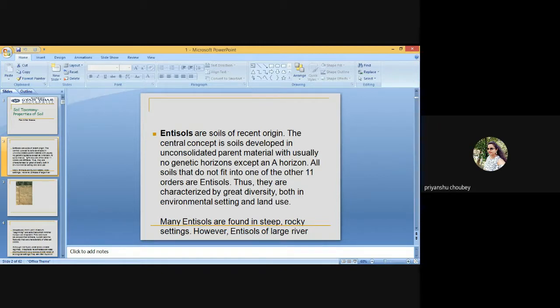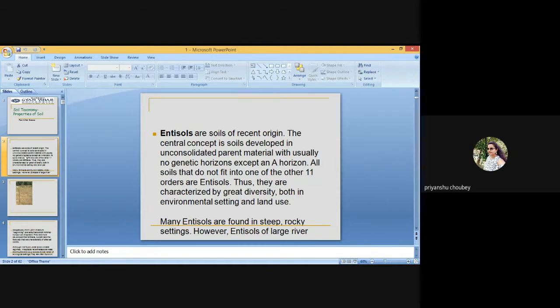Suborders: there are 68 suborders within the 12 orders, mostly based on soil properties and associated with the moisture and temperature regime, parent material and vegetation. Great groups are more than 300 in number and are divided based on the presence or absence of diagnostic horizons and their arrangement, and on the basis of soil moisture status.